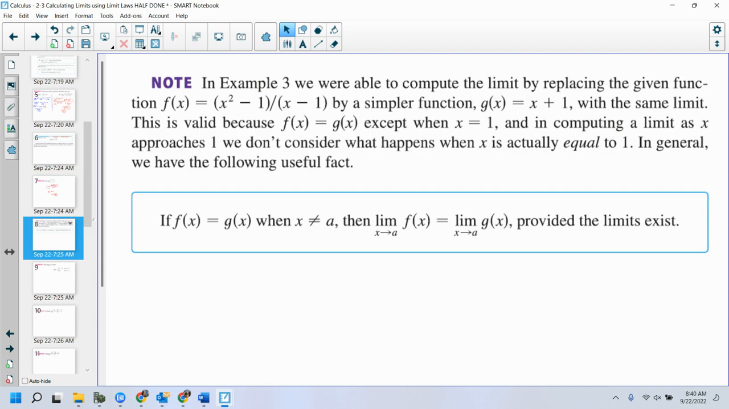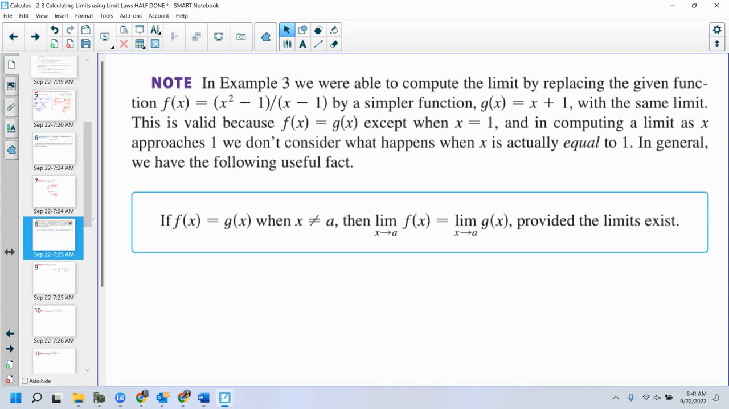Right. So note, in example 3, we were able to compute the limit by replacing the given function f of x equals x squared minus 1 over x minus 1 by a simpler function with the same limit. This is the culmination of that problem. If f of x is equivalent to g of x, meaning you can get two functions that are equal to one another, which we saw x squared minus 1 over x minus 1 was equal to x plus 1 as long as we canceled out the x minus 1, when x does not equal a, the limit as x goes to a of f of x is equal to the limit as x goes to a of g of x, provided that the limit exists.